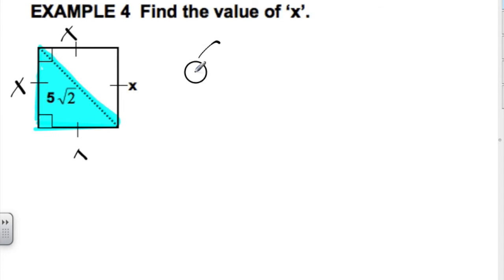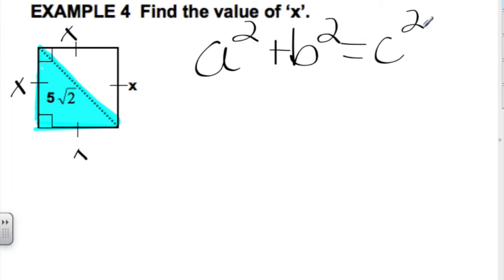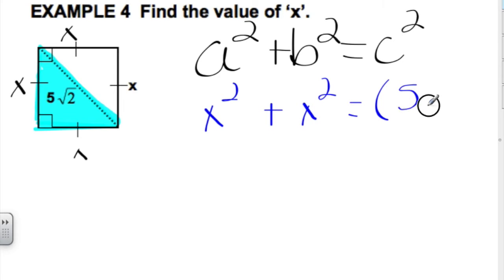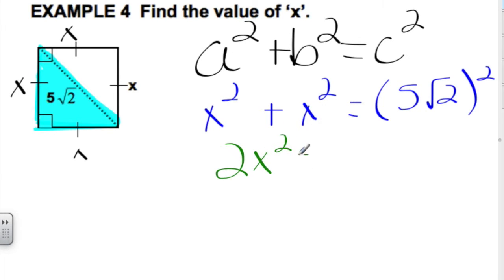Now remember, this is a squared plus b squared equals c squared. Here my a and b are the sides of the square. Well, one of the sides is x, so we square it. The other side of the triangle is also x, and we square it. And then our c is 5 square roots of 2, squared. Notice here I have x squared plus x squared. That's just 2x squared.